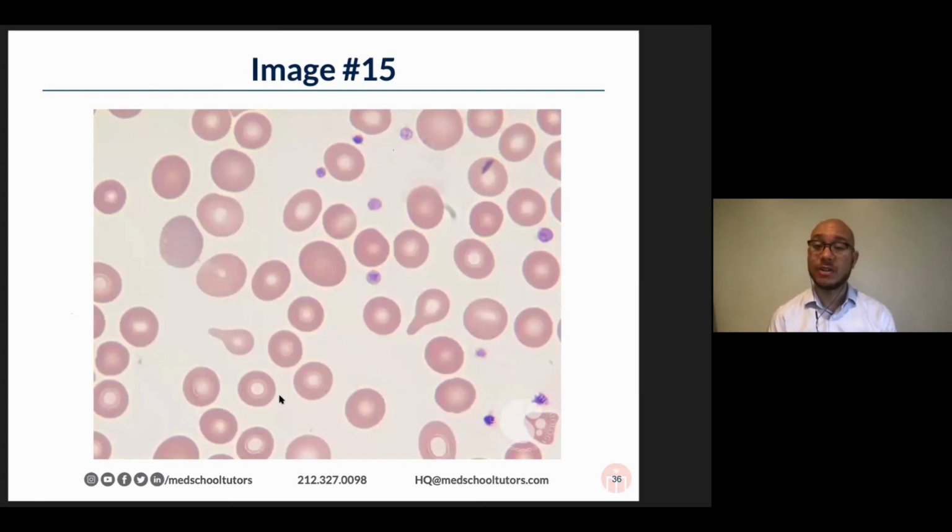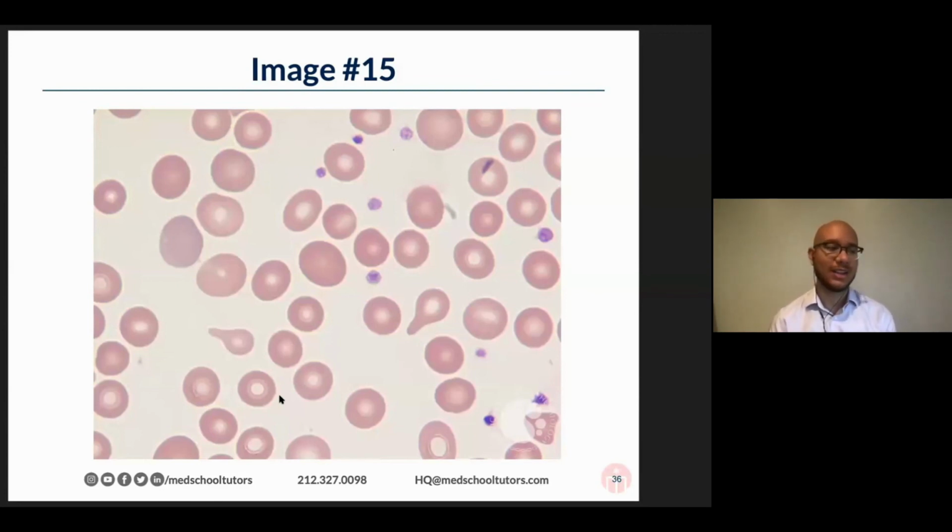A shout out to a different disease, actually. I saw someone post a tennis racket. Tennis rackets under electron microscopy makes you think of Langerhans cell histiocytosis. But in this case, we're looking at a peripheral blood smear.